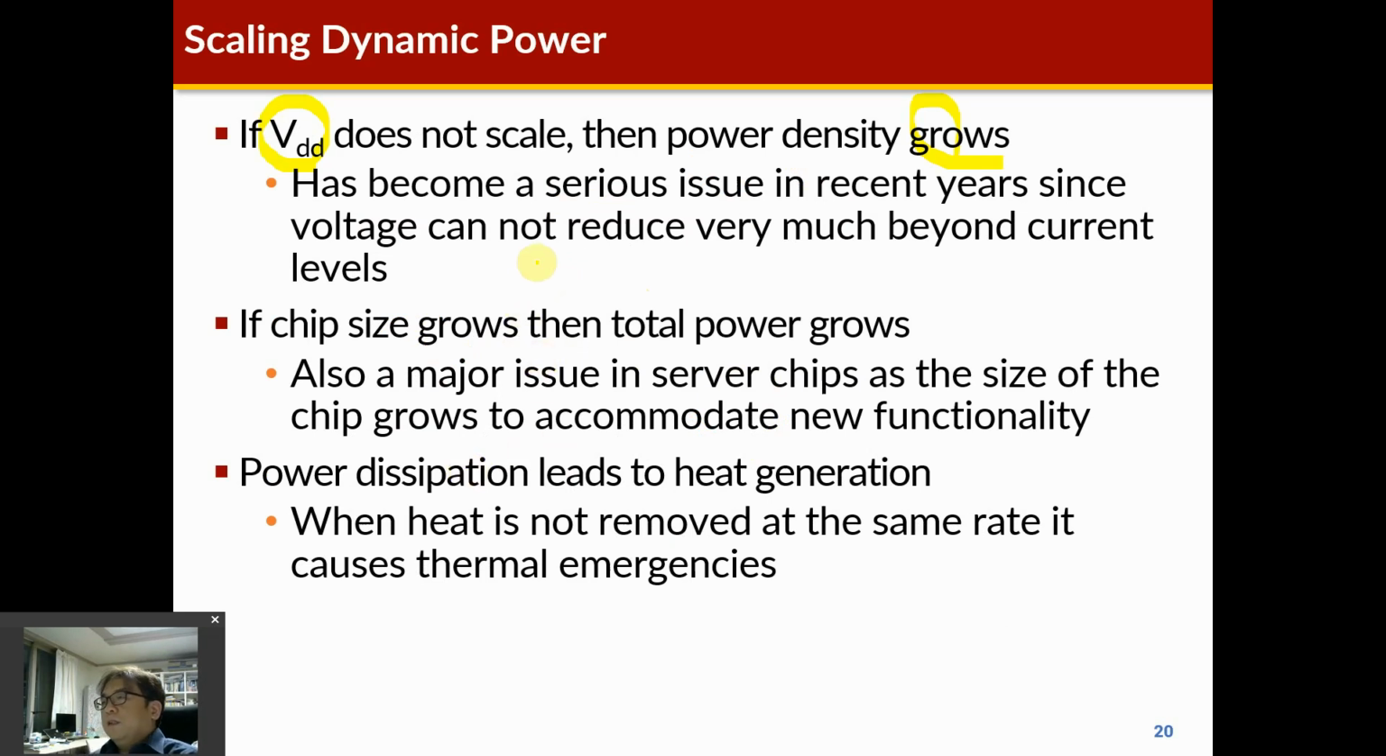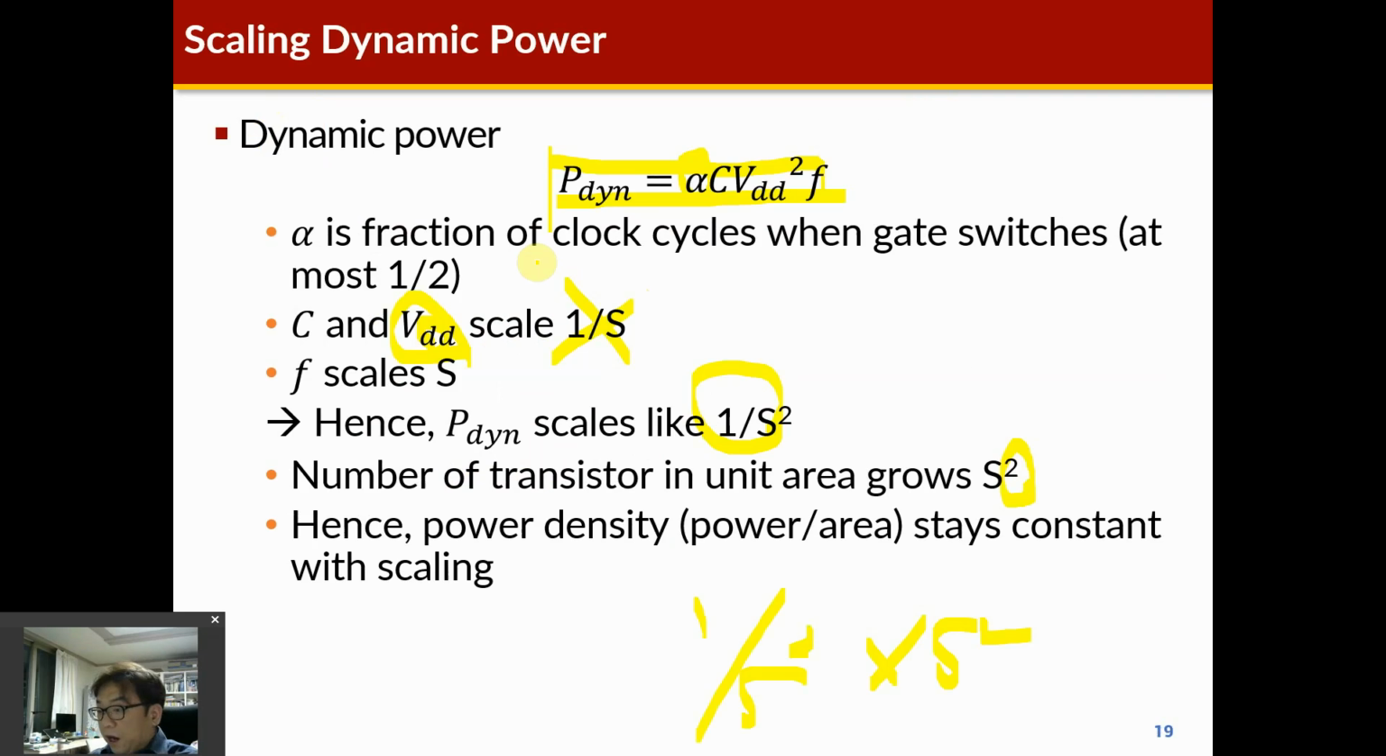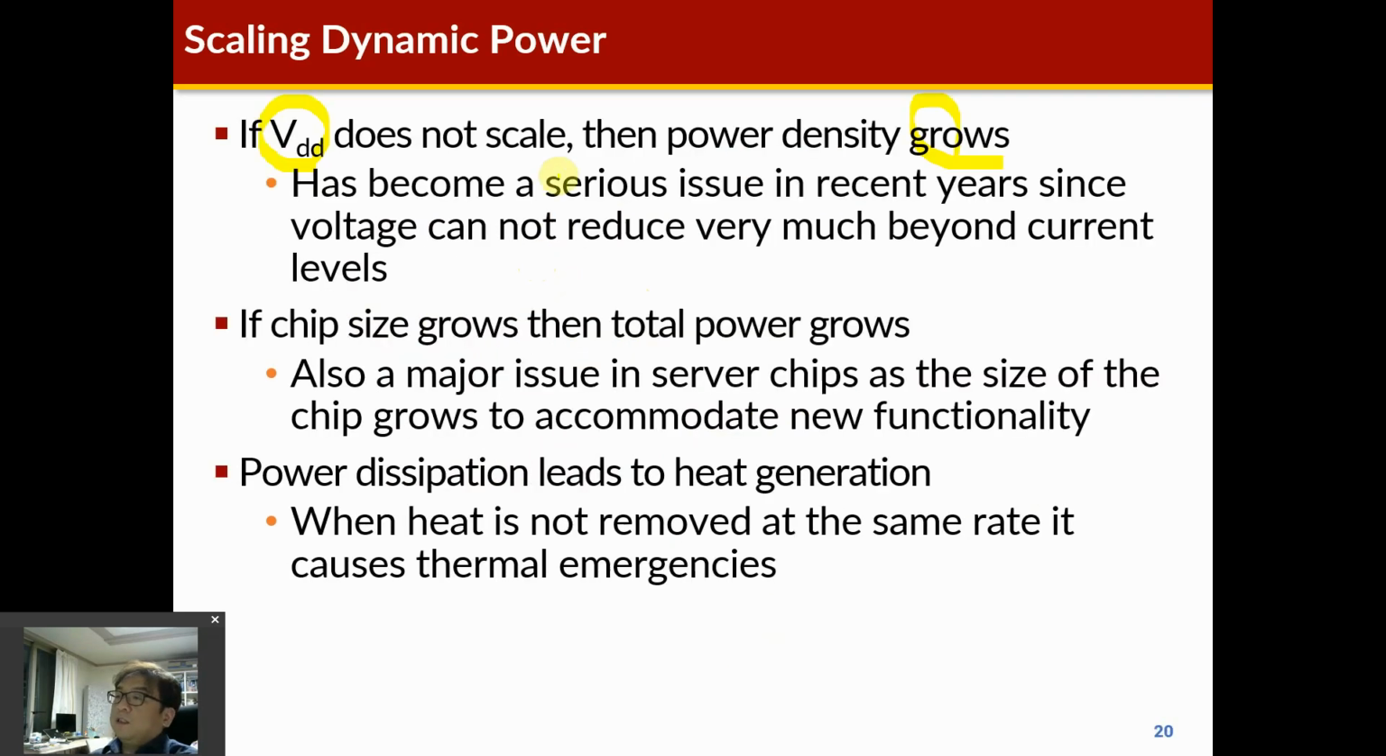So the problem is that I said this is the ideal case, but the voltage scaling is not proportional to the scales of scaling down of the CMOS transistor. So recently it's not easy to reduce the supply voltage. Currently we are using 1.0 or 0.9 volt for the supply voltage of the CPU chip, but nowadays it's not easy to reduce the supply voltage. So voltage scaling is not easy.